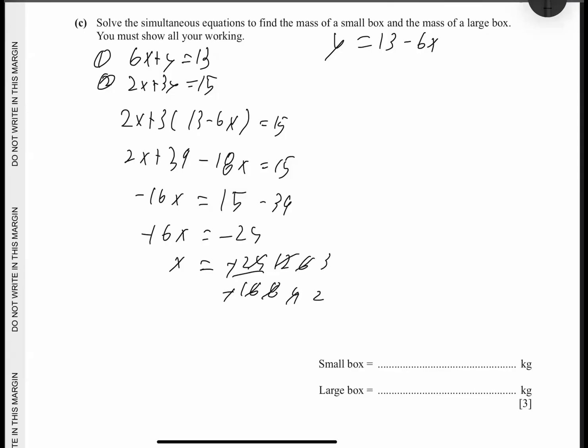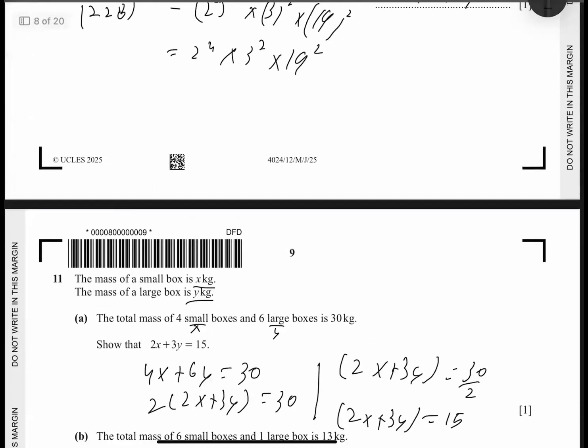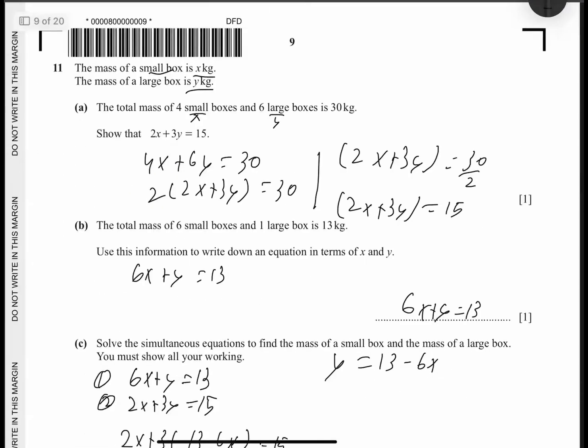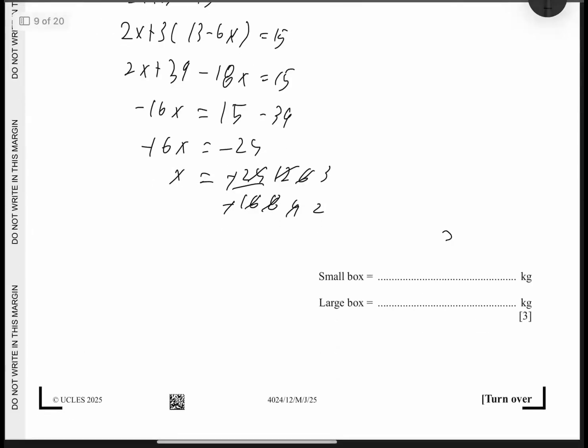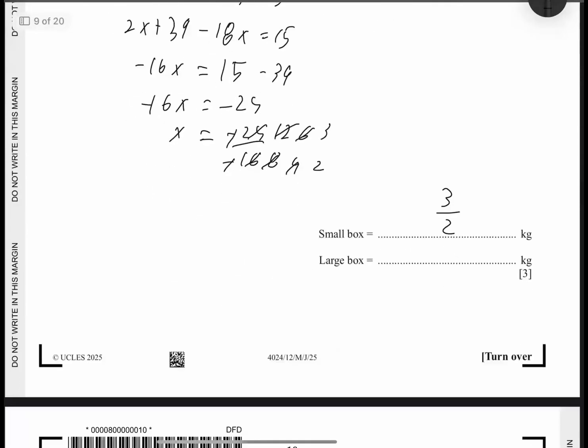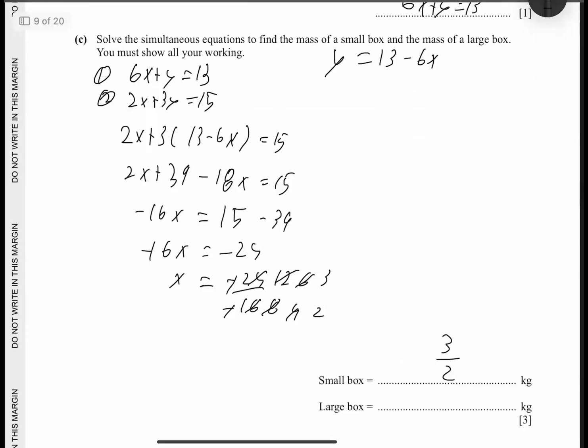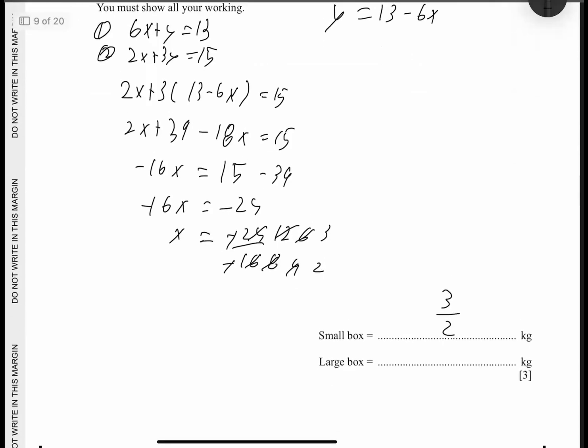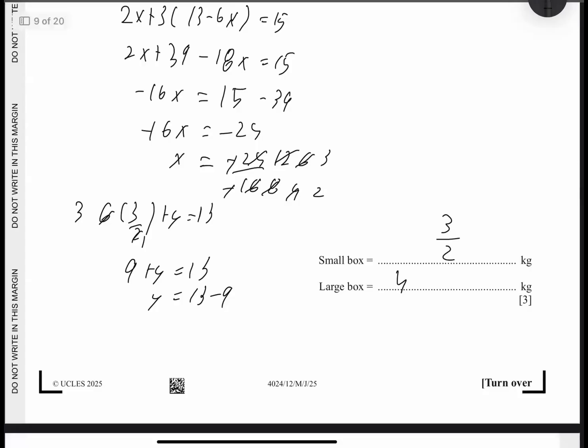So notice that x was a small box, right? So the small box would be 3 over 2. Now we have to put the value of 3 over 2 in an equation. So 6 times 3 over 2, since x is 3 over 2, right? Plus y is equal to 13. So 6 times 3 over 2 is 9, plus y is equal to 13. Y is equal to 13 minus 9. So y is equal to 4. And that's your answer.